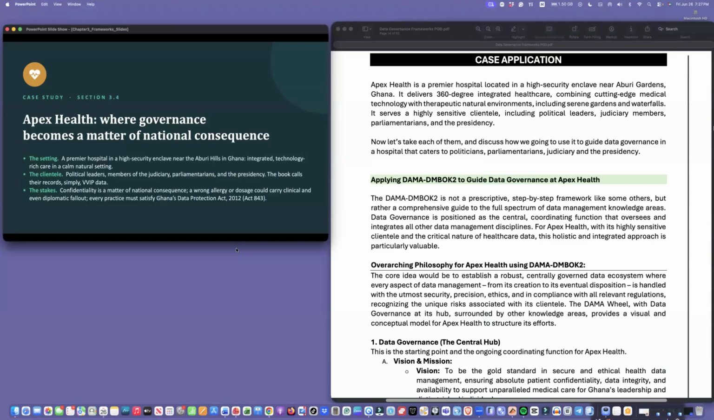It delivers 360 integrated care, combining cutting-edge medical technology with therapeutic natural environments, including serene gardens, waterfalls. It serves a highly sensitive clientele, including political leaders, judiciary members, parliamentarians, and presidents.